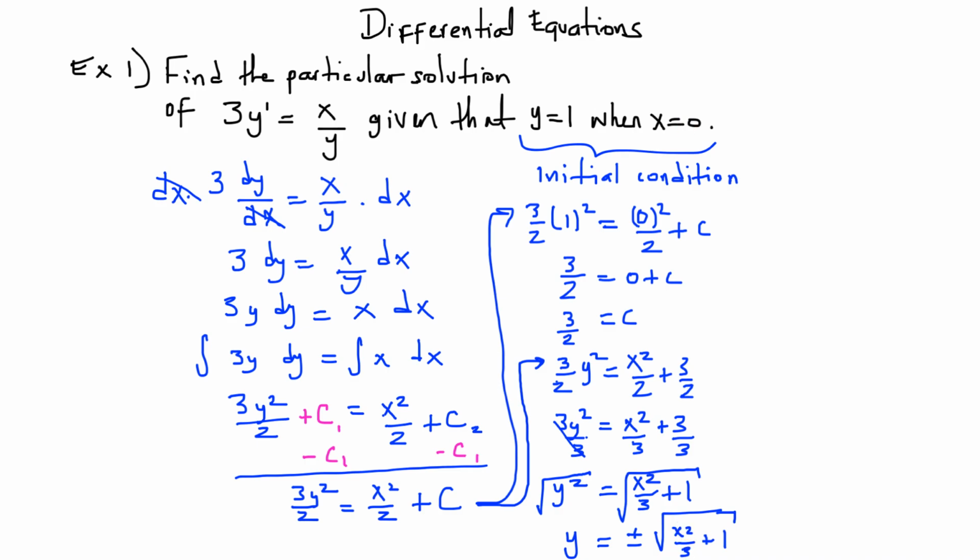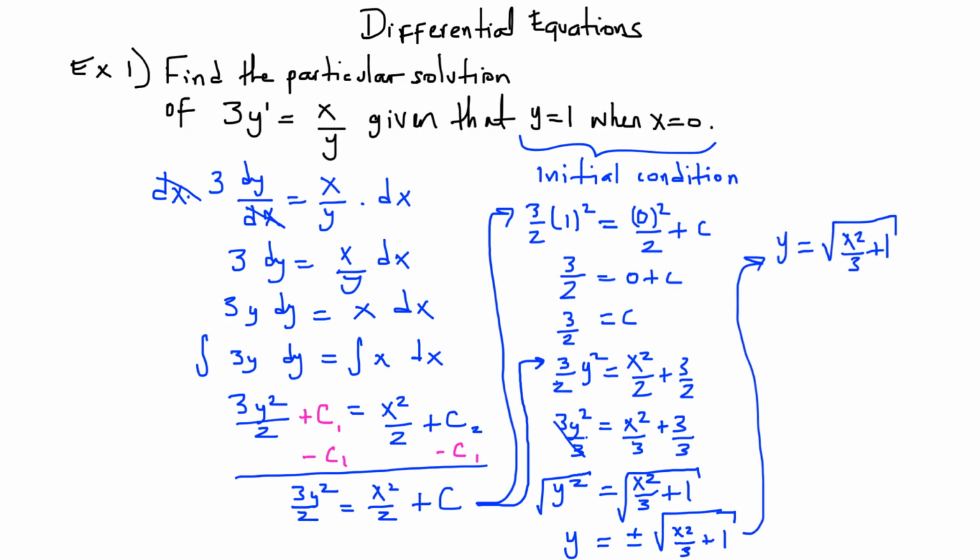If I let x be 0, I'll get 0 divided by 3, 0, plus 1, 1, and then the square root of 1. Well, the square root of 1 is going to be either plus or minus 1. But so that y equals whatever the initial condition said, we would have to select the positive square root. So we are ready to write down y equals the positive square root, I don't need to show the plus sign, of x squared over 3 plus 1.